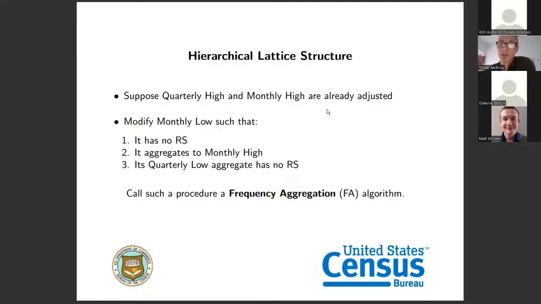Thirdly, it should aggregate up to the quarterly low, that's a frequency aggregation, and we want that quarterly low aggregate to have no RS. So those three things, if we can impose those constraints, then we get the next lower tier in the cell, and then we can keep on moving down the cell from top to bottom. Such a procedure I'll just call a frequency aggregation algorithm. Osbert and actually Brian Monsell and I have a working paper where we describe such an algorithm.